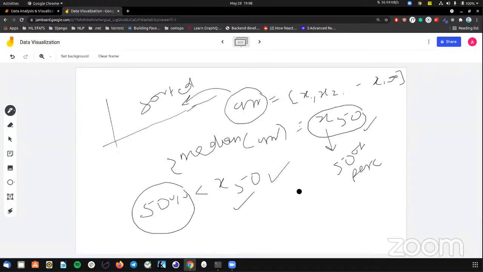Same goes for the 25th percentile. For x1 to x50, let's say, what will be the median? I'm slicing it in half. Now I am asking what will be the median value of x1 to x50. It will be x25, right? So this x25 is nothing but your 25th percentile.